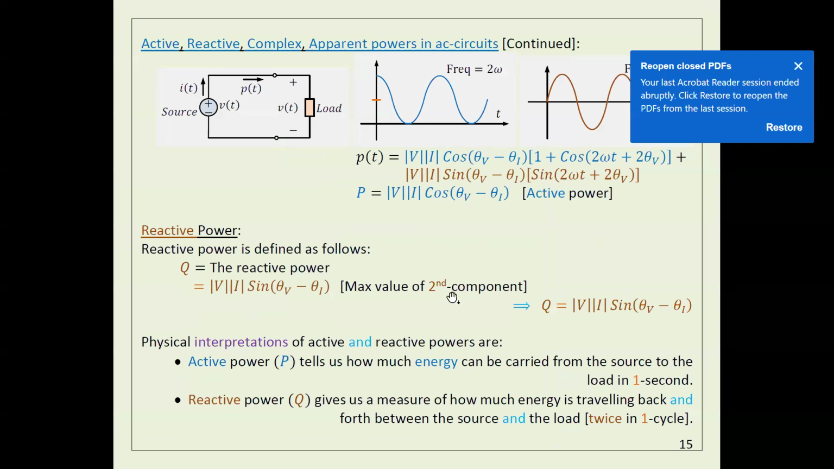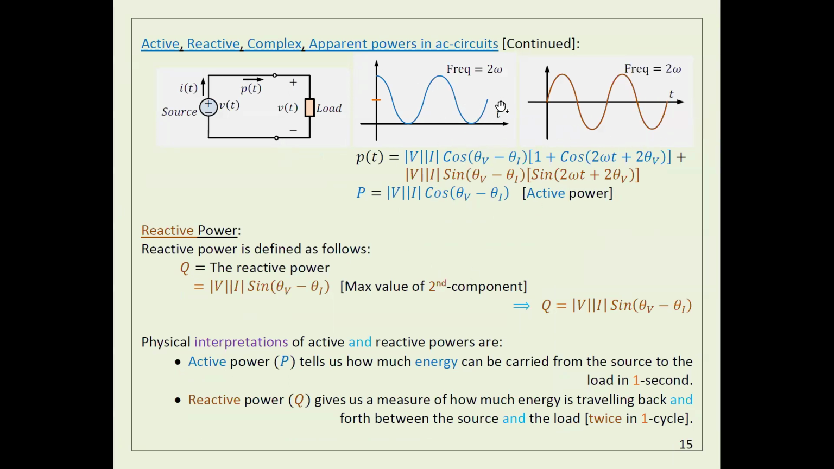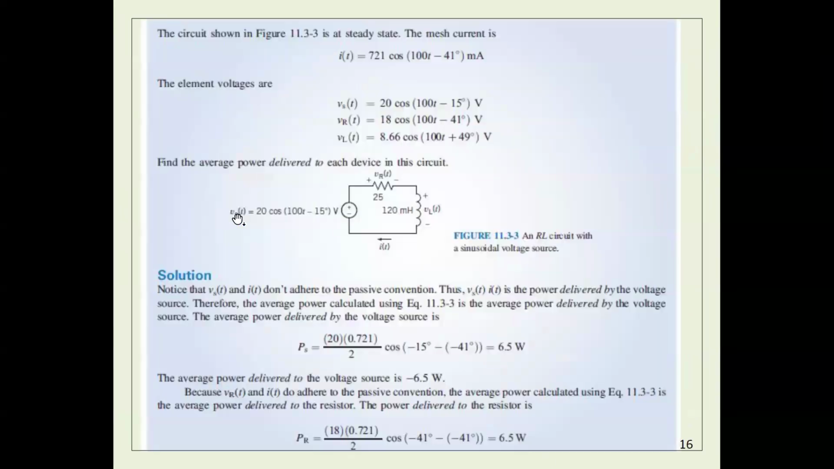So here, that's what I explained, the two types of power we have. Let's see the first example. I think I didn't teach it last time, but let's see. In this example, I give you the current here. And then I give you the voltage of each element, the voltage here and here as well.